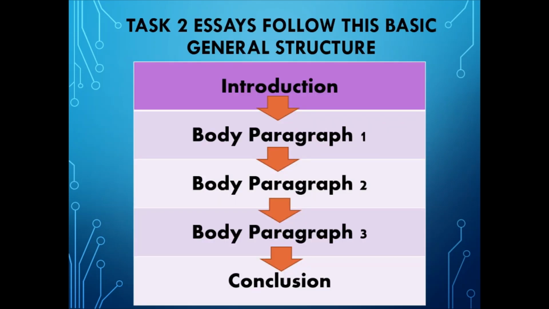Now let's take a look at the general structure of Task 2 essays. I think this is quite familiar to you because this is exactly the same structure that we are following whenever we are writing any kind of essay. So we have the introduction, we have the body paragraph, and we have the conclusion. Remember, in IELTS Writing Task 2, you are supposed to write about 250 words. So the number of body paragraphs actually corresponds to the number of words that you're going to write.